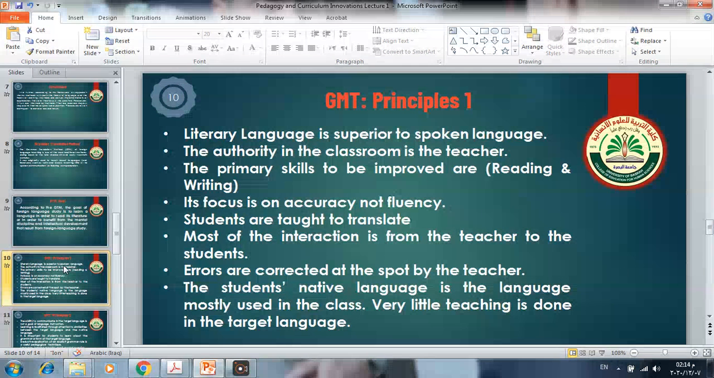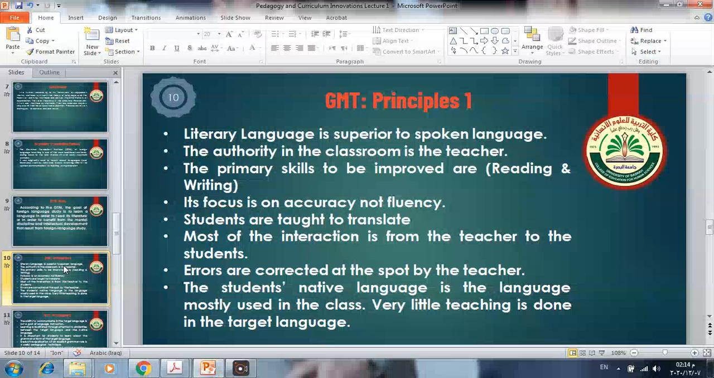For your record, every teaching method should have certain principles. Now, what are the principles of the grammar translation method? The advocates of the grammar translation method believe that literary language is superior to spoken language. So they believe that the written literature of the language is superior to the language that is spoken by people in their everyday life.